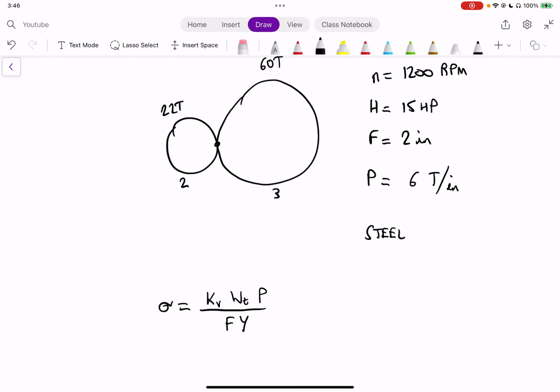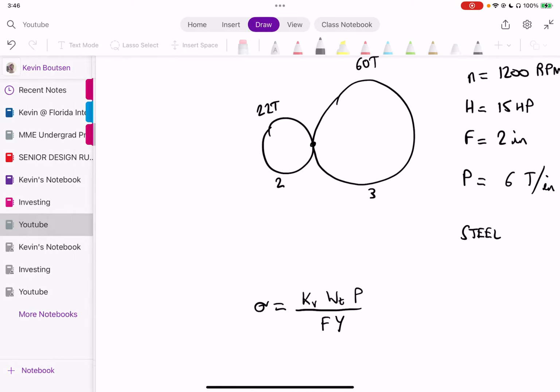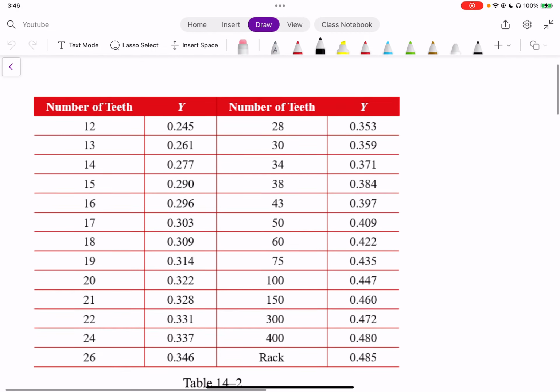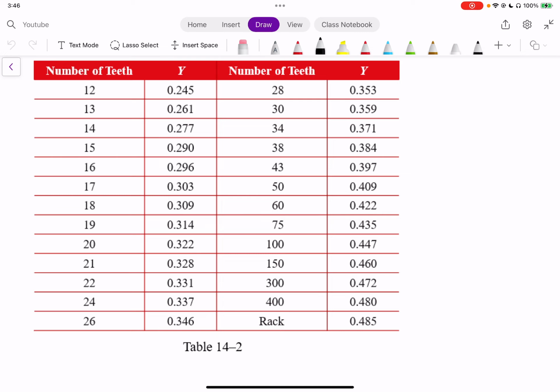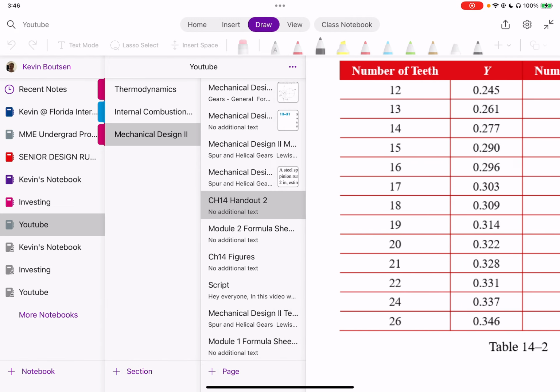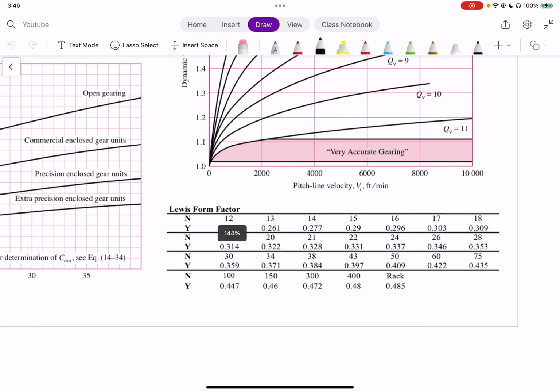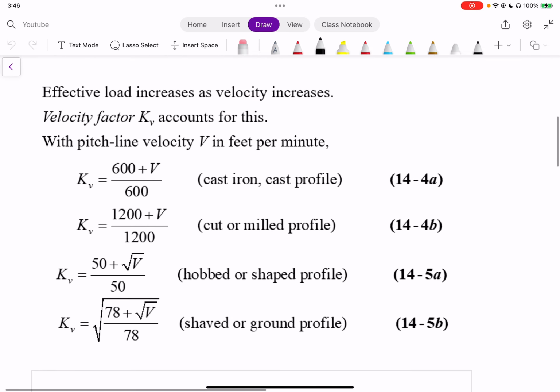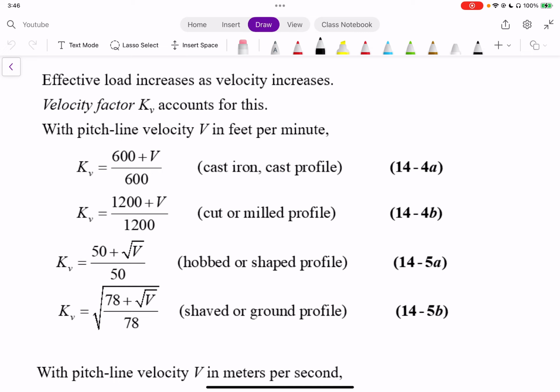And in the handout that's available with the notes, in handout 2, you'll have a table giving you the number of teeth in relation to Y. And again, this is also available in your formula sheet for Module 2. So in your Module 2 formula sheet, you also have this available at the very bottom in a different format. But in this handout, we're also going to have these velocity factors.